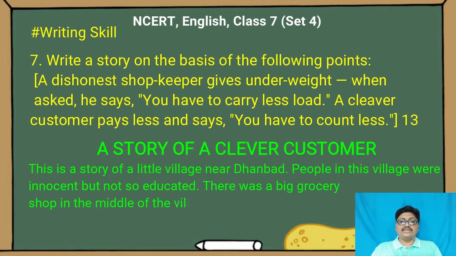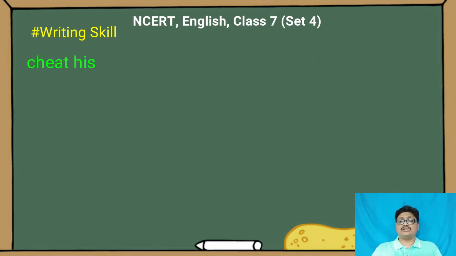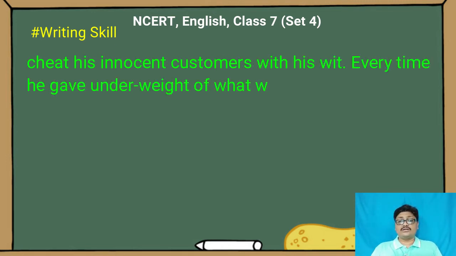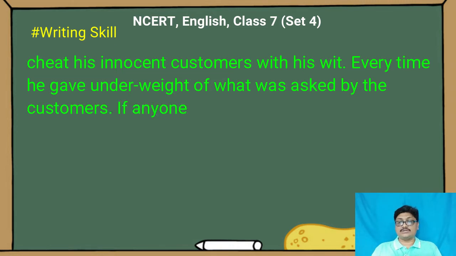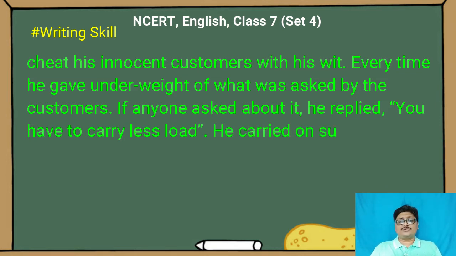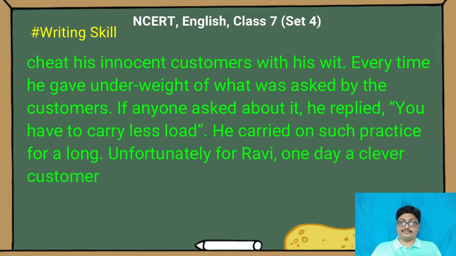This is a story of a little village near Dhanbad. People in this village were innocent but not so educated. There was a big grocery shop in the middle of the village. The shopkeeper Ravi was very dishonest. Very often he tried to cheat his innocent customers with his wit. Every time he gave underweight of what was asked by the customers. If anyone asked about it, he replied, you have to carry less load. He carried on such practice for a long time.